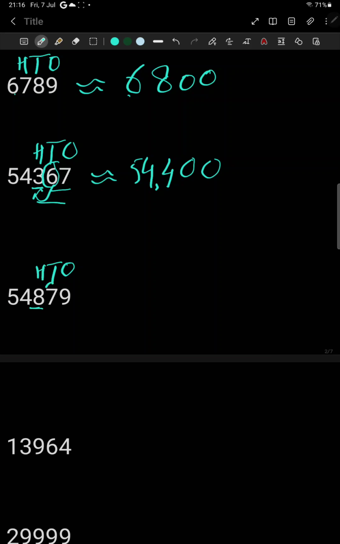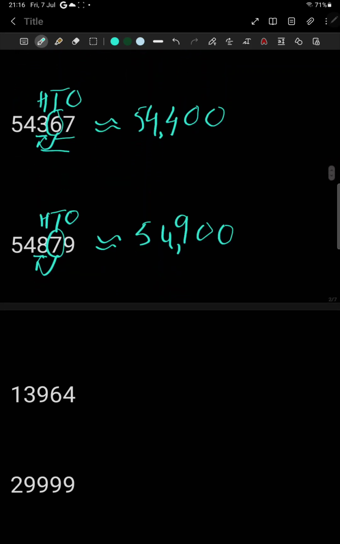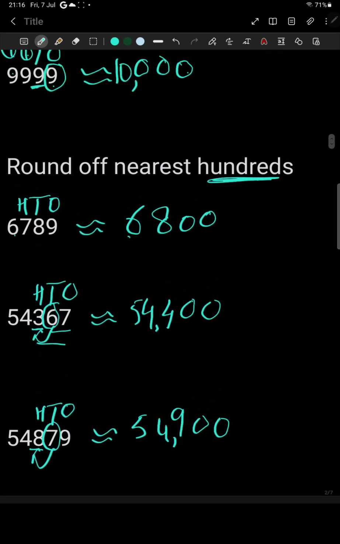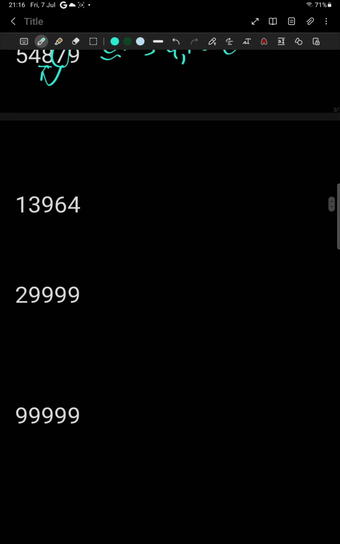The next, for example, ones, tens, hundred. It will be underlined, it will be circled. Now the number 0, 0, it will round up again. 9, 5, 4. So 54,900. It was 54,879. Now it becomes 54,900.